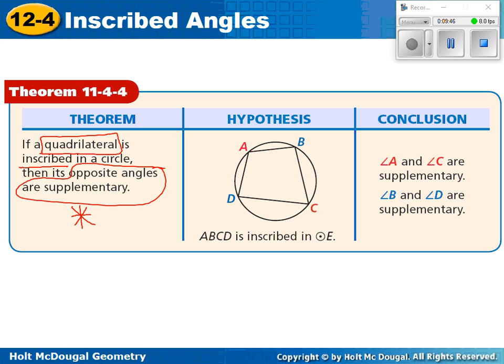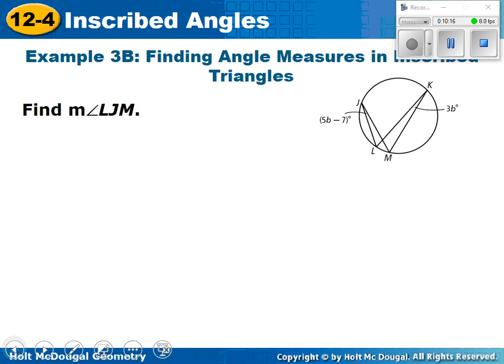Because what are the measures of the square and rectangle's angles? 90. And 90 plus 90 is 180. They're not the only ones though. You could maybe have a 30-degree angle and a 150-degree angle. You can just have a regular quadrilateral. It doesn't have to be a special one, as long as its opposite angles are supplementary. Okay? That's 12.4 in a nutshell, those 4 theorems. So now we're going to look at some examples and see if we can work them, okay? So go back to the beginning of your notes.